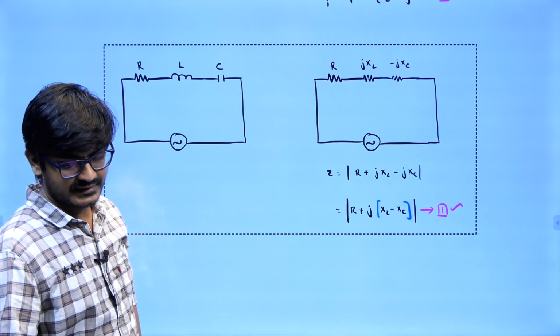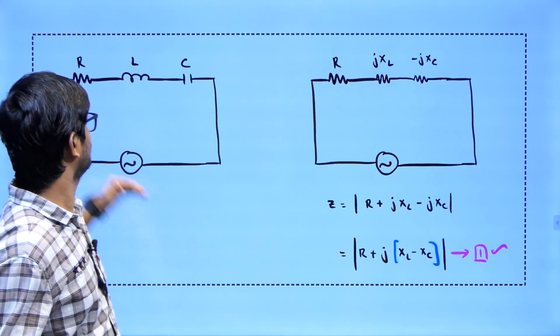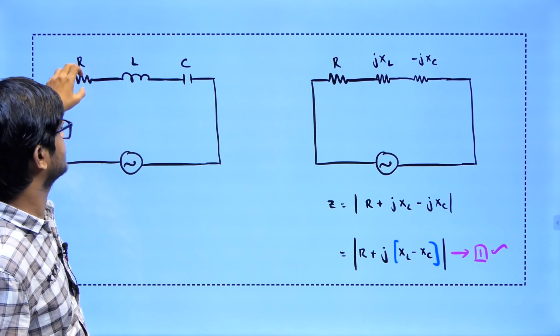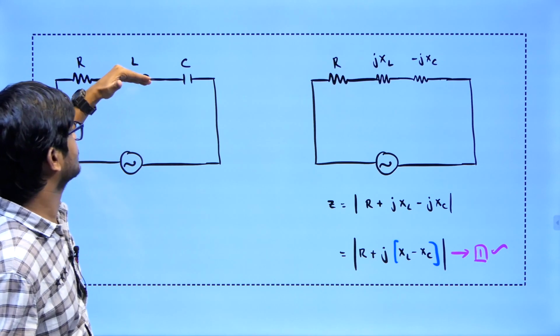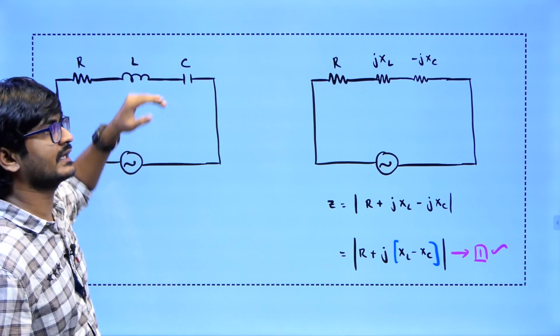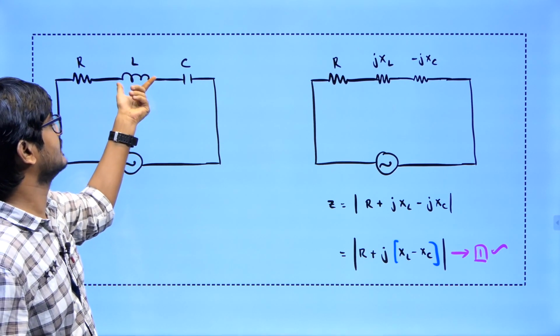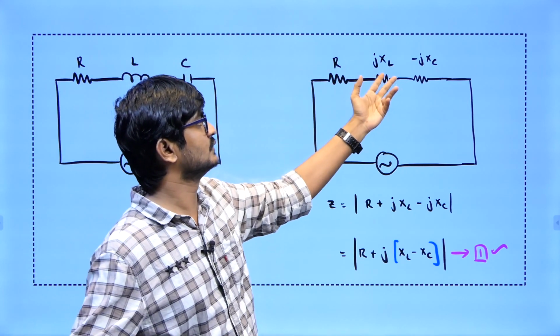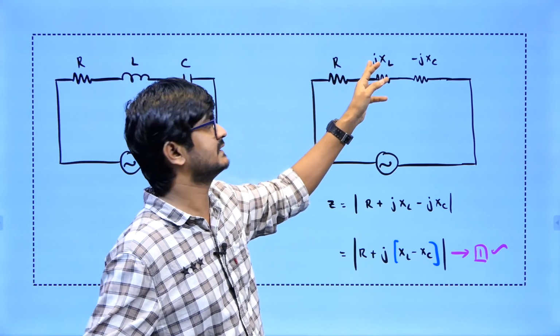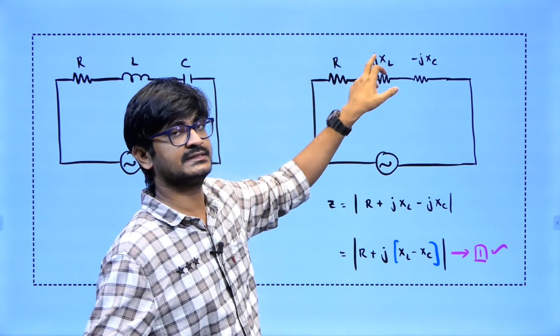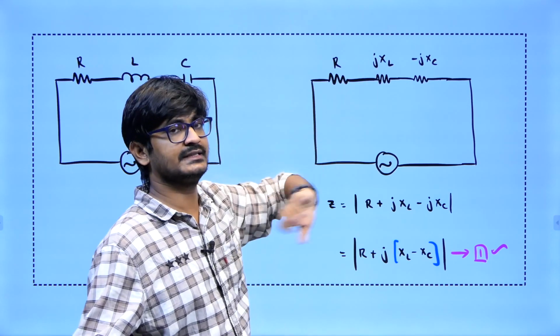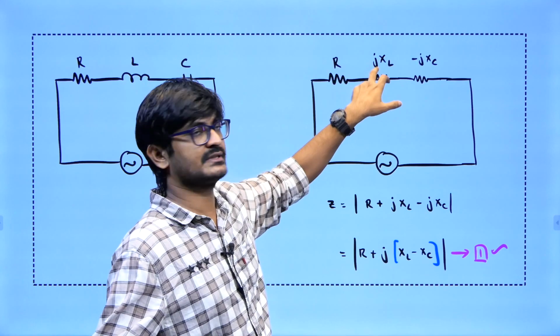So the other way of doing it is, if you are passing a current, the voltage across the resistance will be in phase, but the voltage across the inductor will be leading. So what I can do is, instead of the inductor, I can replace it with a resistor whose impedance, whose resistance, is j into XL, where j represents a complex number. Why we are taking j is, we will be using I for current. So j represents a complex number.